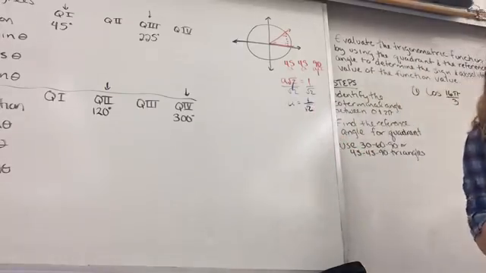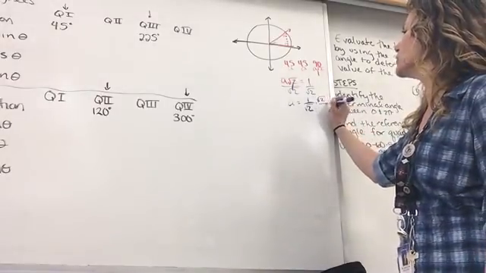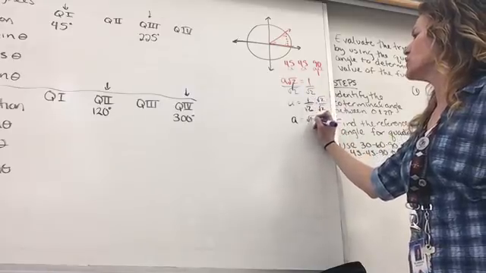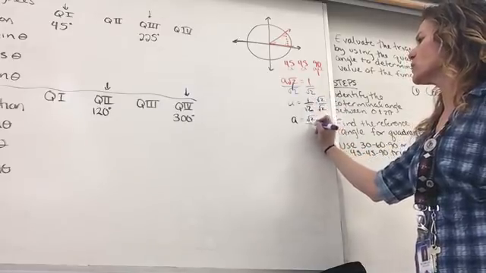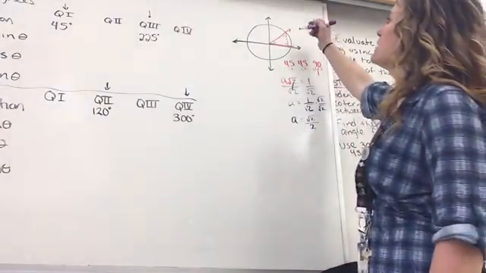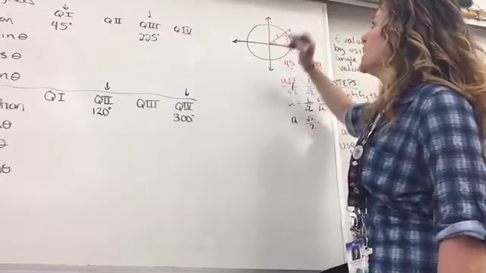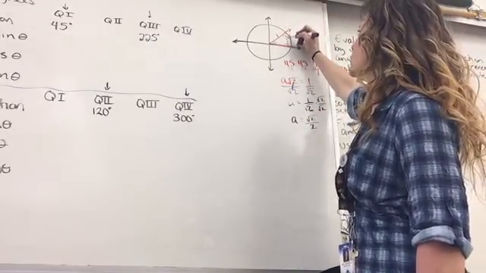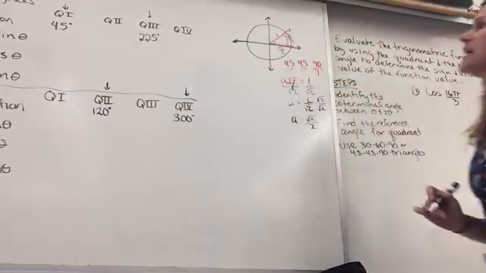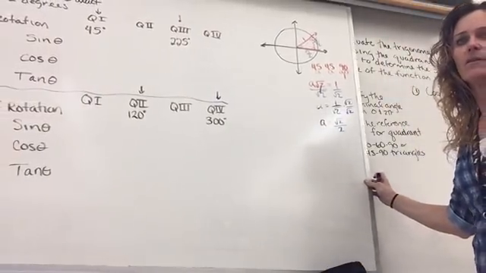Now, that's irrational. We need to make it rational. So we're going to multiply the top and bottom by the square root of 2 over the square root of 2 to rationalize. 1 times the square root of 2 is the square root of 2. The square root of 2 times the square root of 2 ends up just being 2. So that gives me that the hypotenuse is 1. This side is the square root of 2 over 2. And this side is the square root of 2 over 2. Now, I'm going to use that to fill in my table over here.